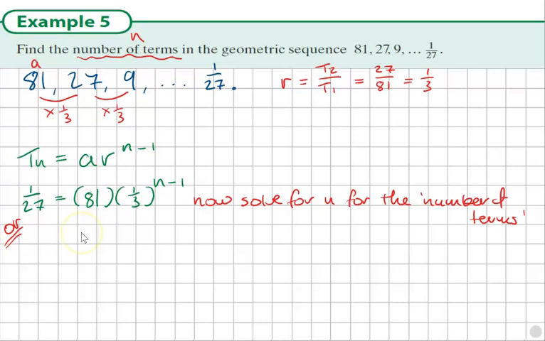So this is just another way to solve the same equation. And this is the way the book does it, but I've added in a few extra steps as well because it does skip a few steps. So again, we have Tn equals A r to the power of n minus 1. Tn is 1/27, A is 81, r is a third. So now again, we're trying to solve for n to find the number of terms.